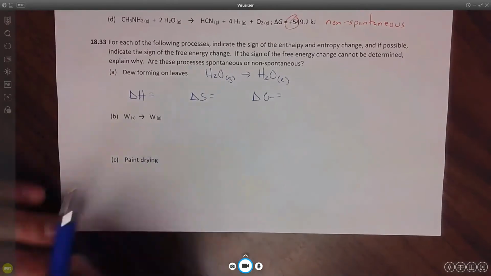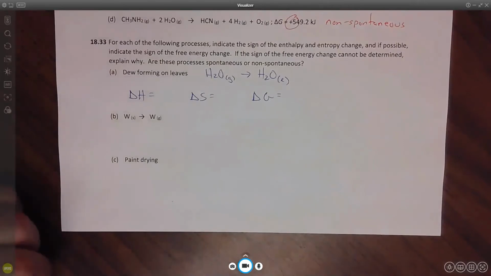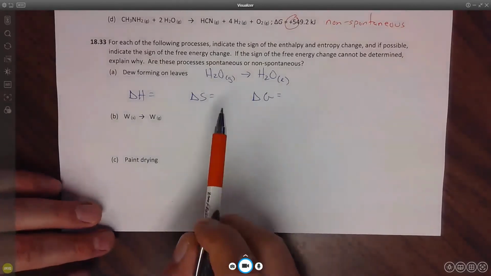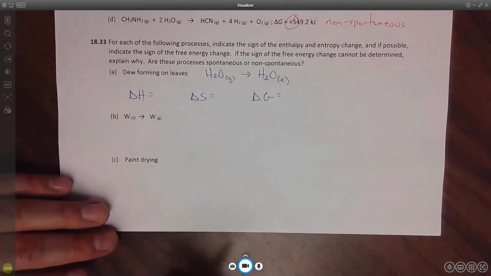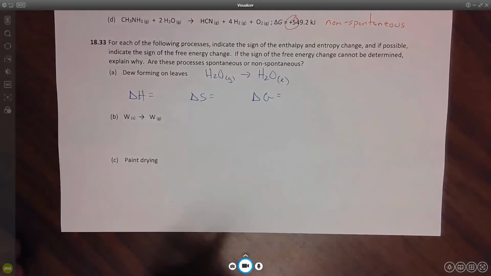So what would be the sign of del H for this process? Do we have to give up heat or gain heat to go from a gas to a liquid? Heat, of course, is just energy.